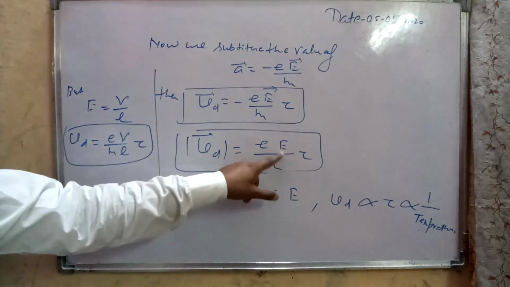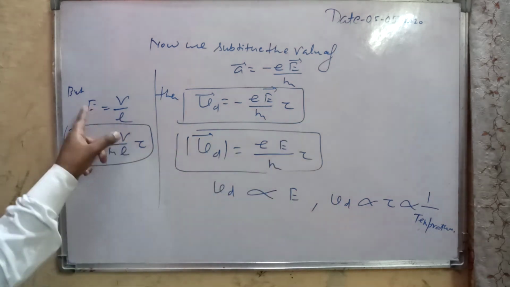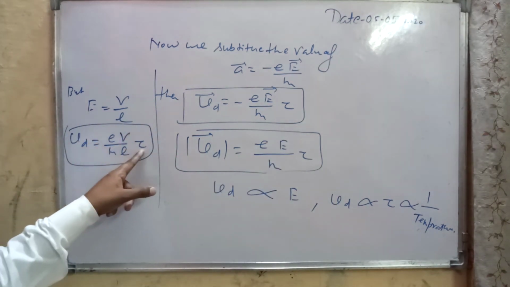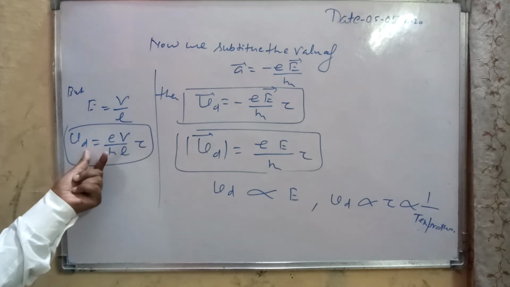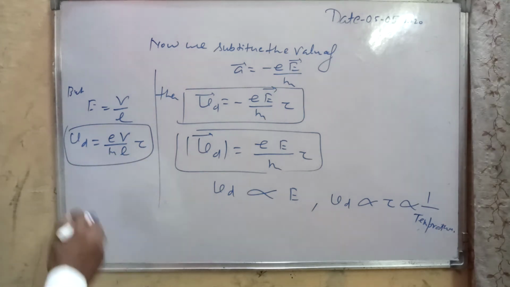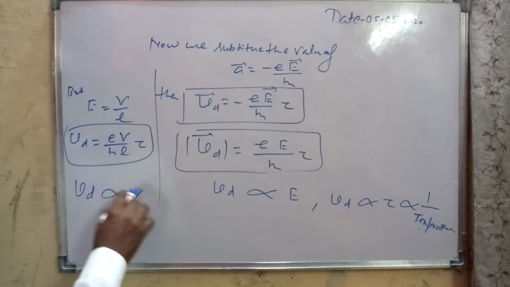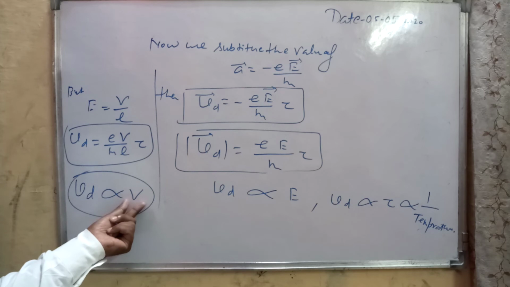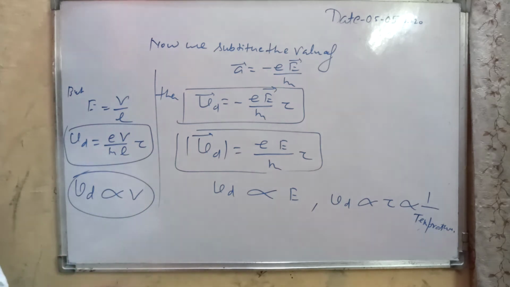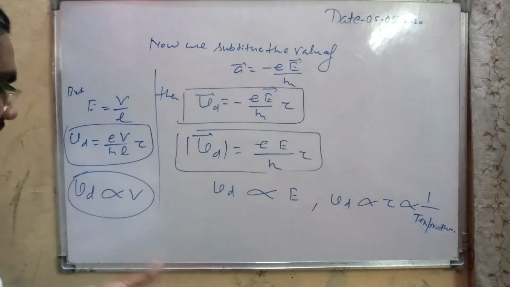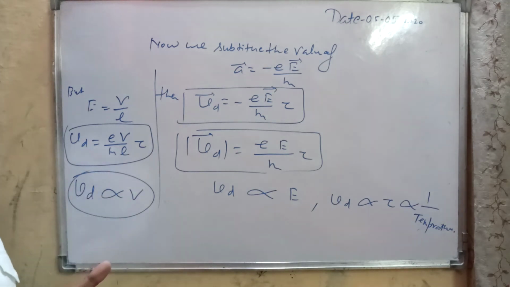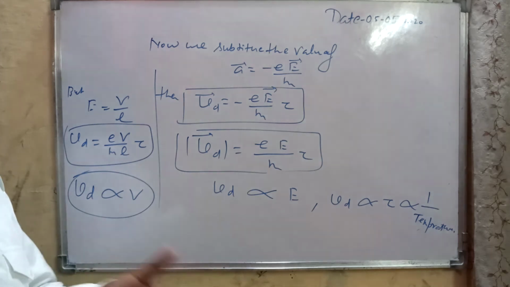Now we substitute here the value of E. E is equal to V by L. If we substitute the value of it, Vd is equal to eV by mL tau. This is the equation in terms of potential. Now drift velocity is directly proportional to potential. If the potential difference applied across the conductor continuously increases, then drift velocity also increases. If drift velocity increases, then current in the conductor also increases.